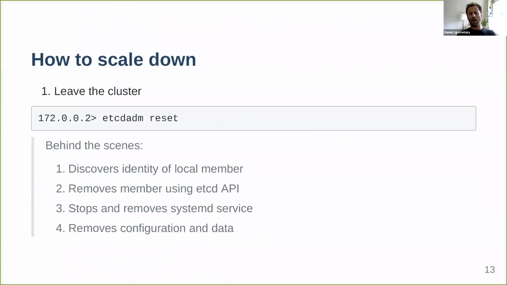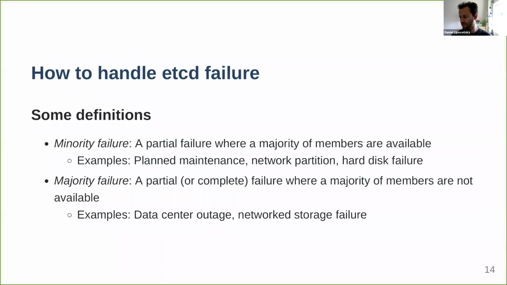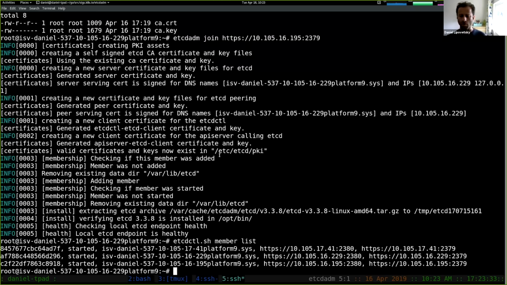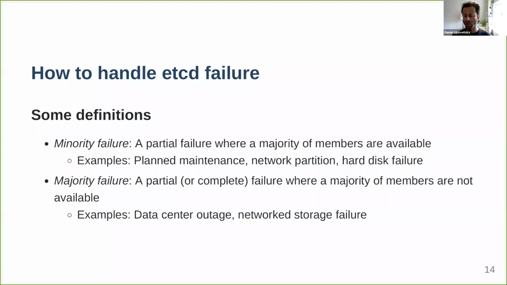Okay. At some point, you may want to scale down. And to do that, it's a symmetric interface. You run etcdadm reset on that member to have it leave the cluster gracefully. I'll demo that in a little bit when we talk about handling failures. So now that we've got our 3-member cluster, we're at the point where we're able to tolerate partial failure.